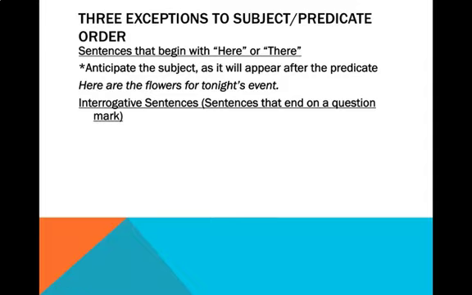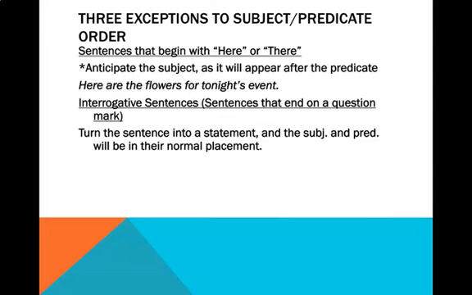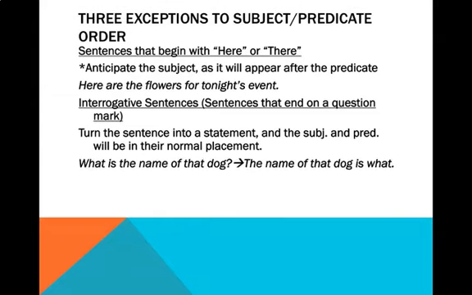Second, interrogative sentences. Those are sentences that end with a question mark. That's the second subject-verb order problem. What happens is the subject-verb order gets messed up when it's in a question form. But if you turn that question into a statement, then your subject-verb order will be nice and friendly, with the subject coming before the predicate. So, what is the name of that dog? Turn that into, the name of that dog is what? Where name is your subject and is your predicate.